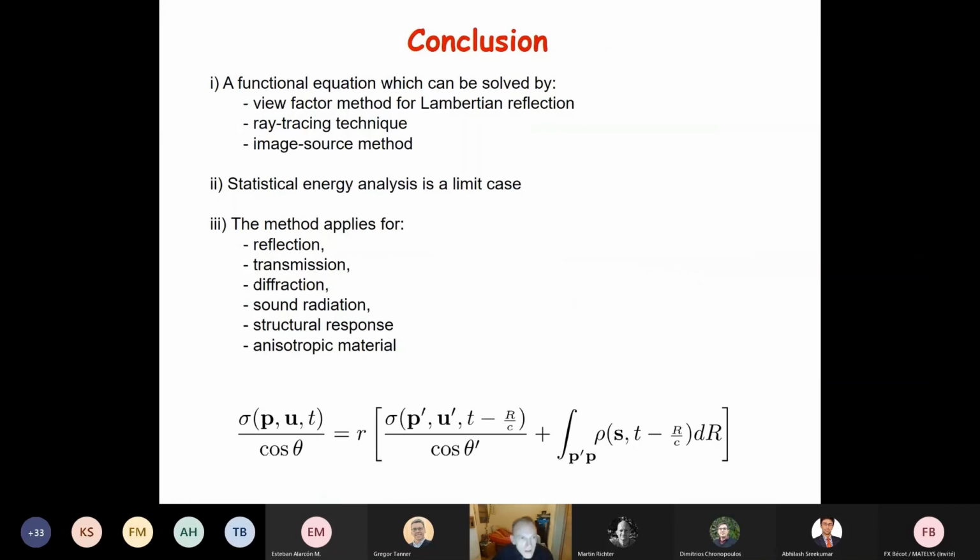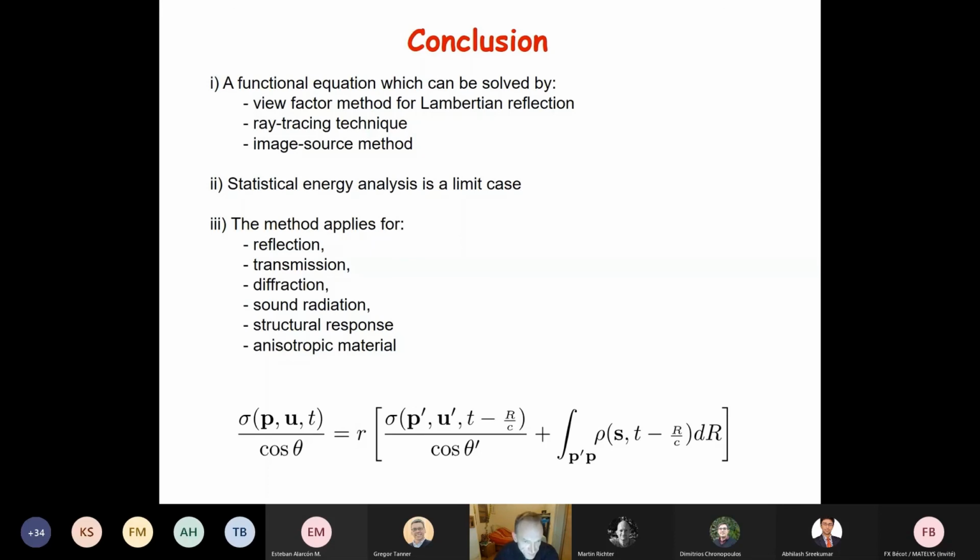So I arrive at the conclusion. We have proposed a functional equation which can be solved by the view factor method in the case of Lambert reflection, this is what we call radiosity, but the functional equation can also be solved by ray tracing technique or image source technique.